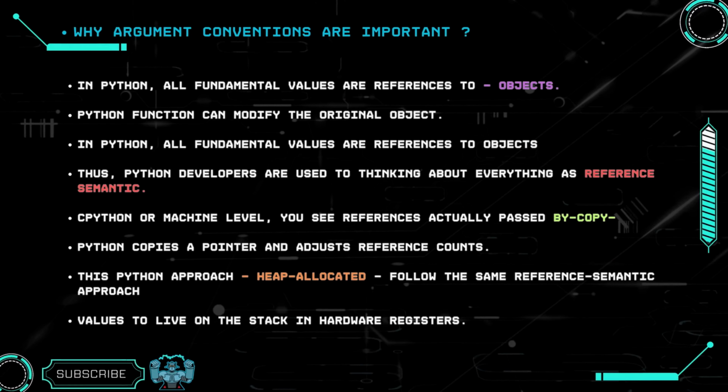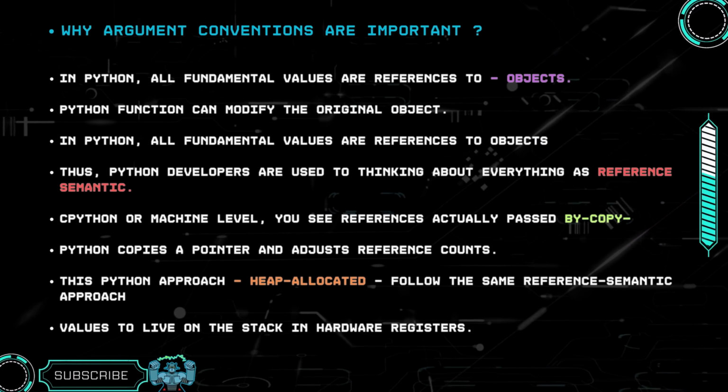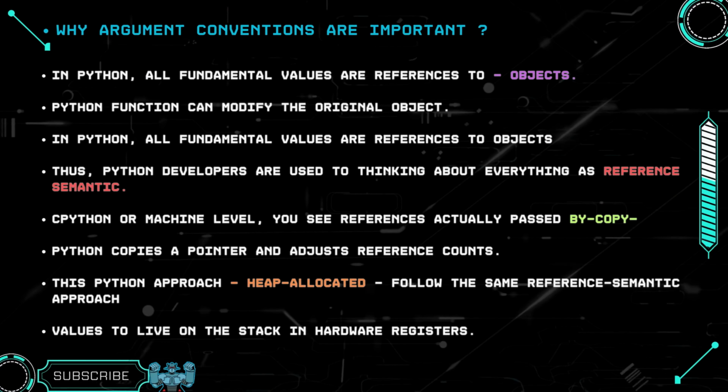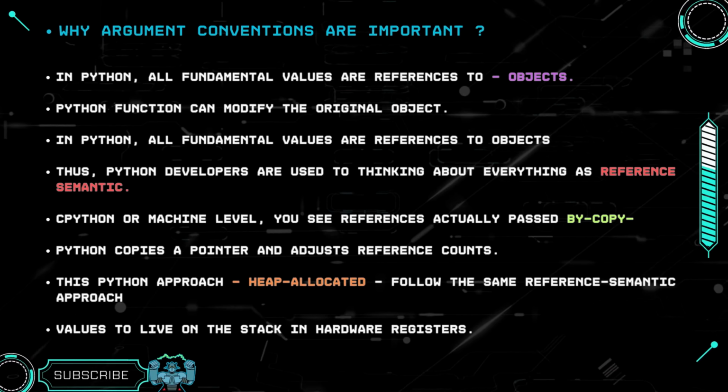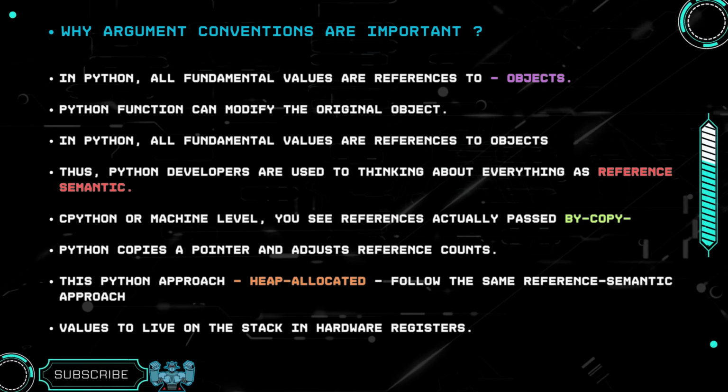Why are arguments important in Mojo? In Python, all fundamental values are references to objects, and a Python function can modify the original object.